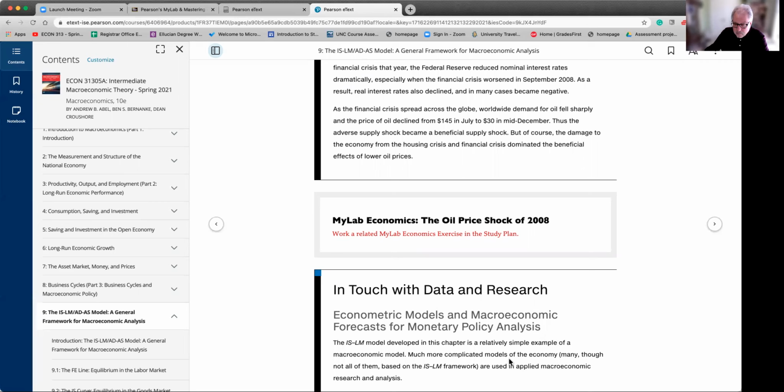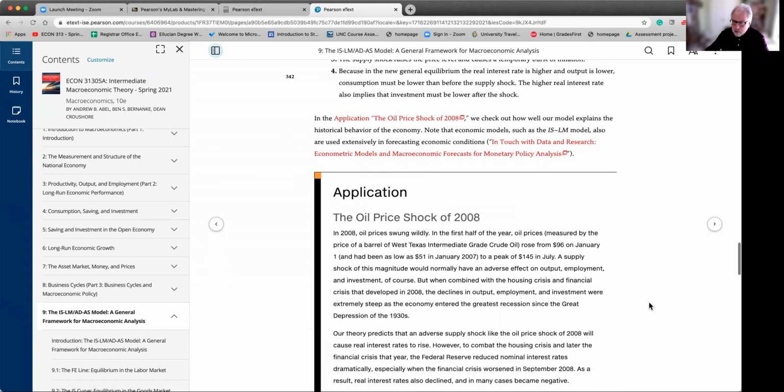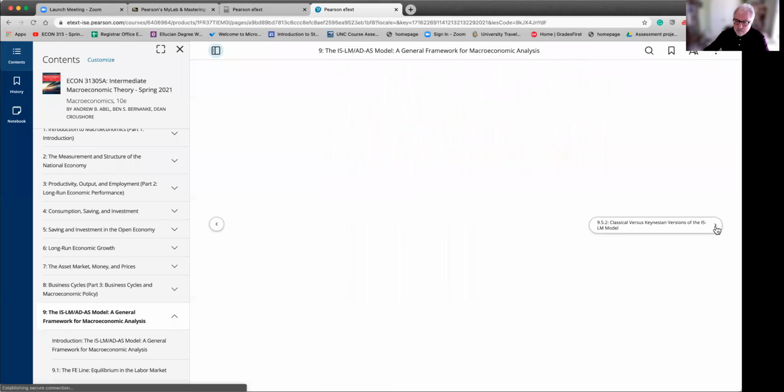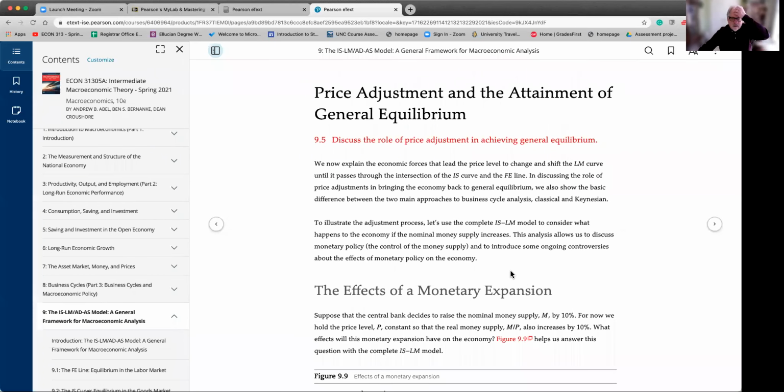Yeah, as it says here, many of these economists' models are some version of the kind of model that we have here graphically in this chapter and in this book. All right, so the next part of this talks about how we get back to general equilibrium.